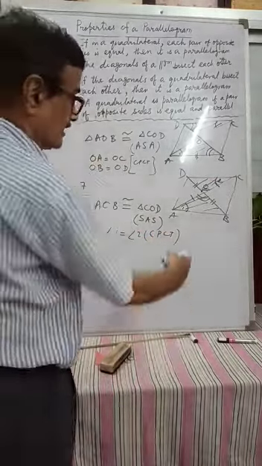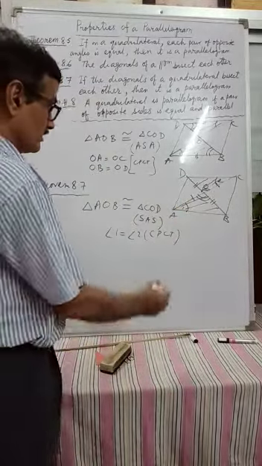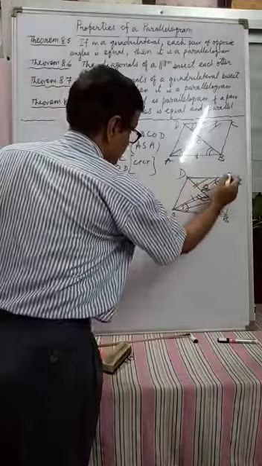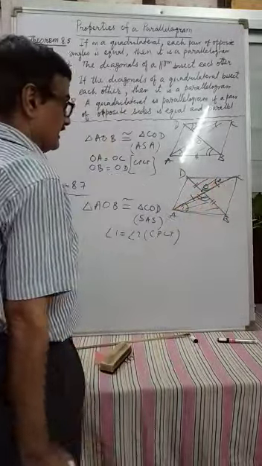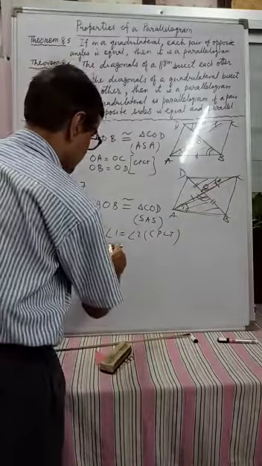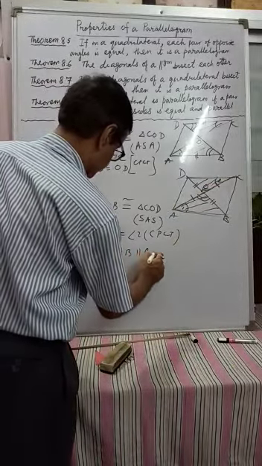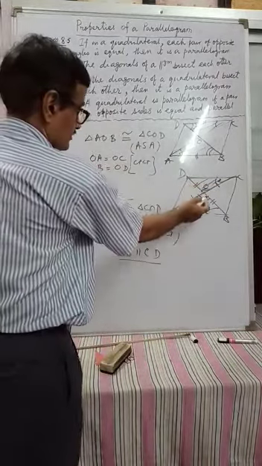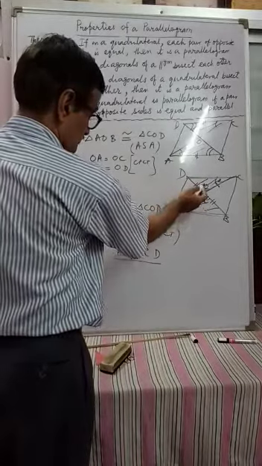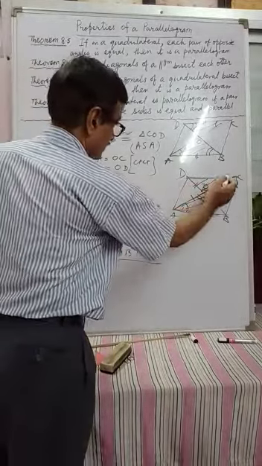But these two angles are actually alternate interior angles formed when AB and CD are intersected by the diagonal AC. That means we can say AB is parallel to CD. So after proving these two triangles congruent, we have proved that AB is parallel to CD.